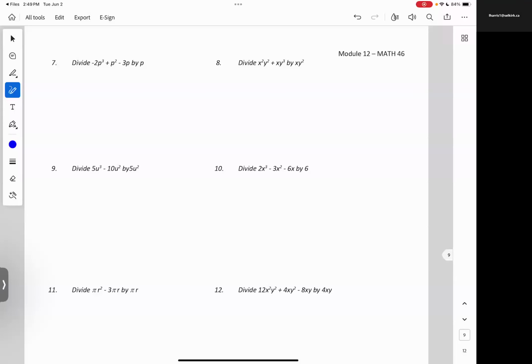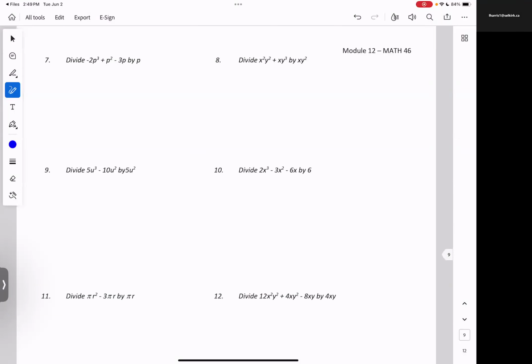Okay, moving on to page 2 of Unit 5. We're asked to divide negative 2p to the power of 3 plus p squared minus 3p all by p. So we're going to start by splitting up that denominator. So each of these terms on top is being divided by p. And then we do our divisions. We would get negative 2p squared plus p minus 3.